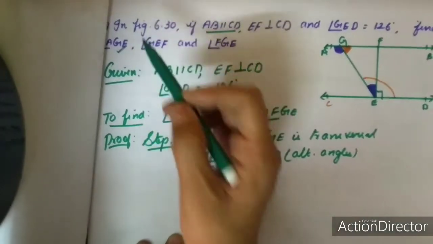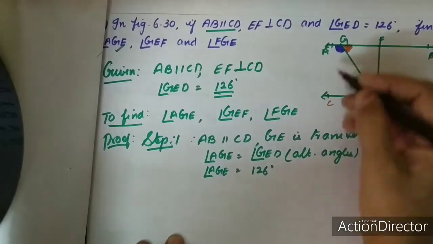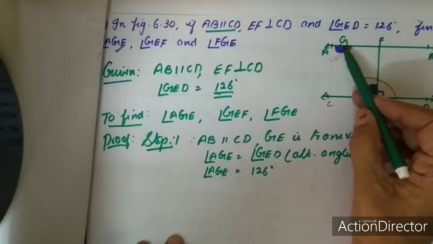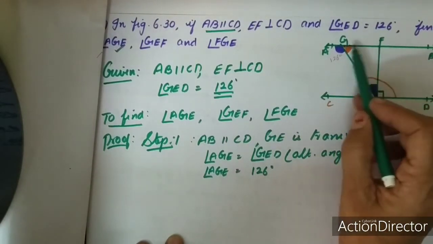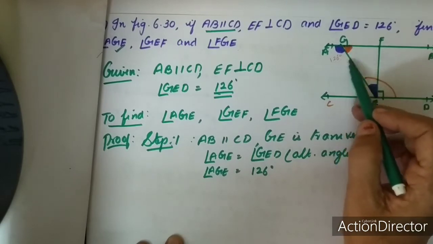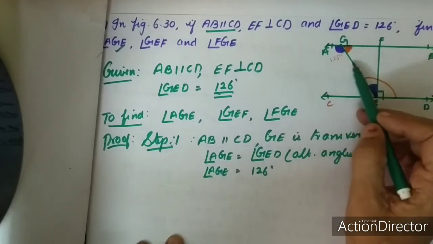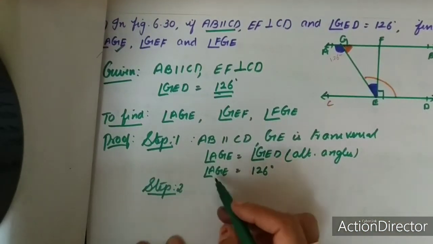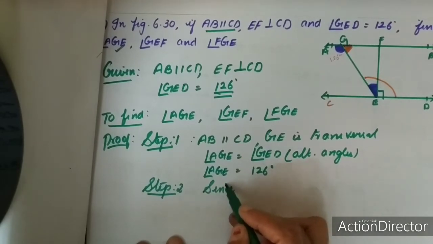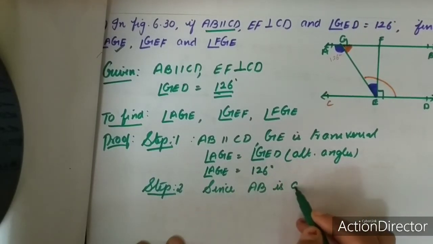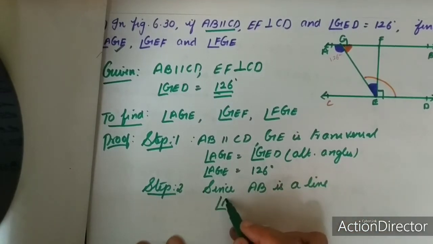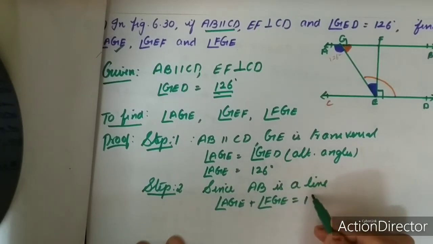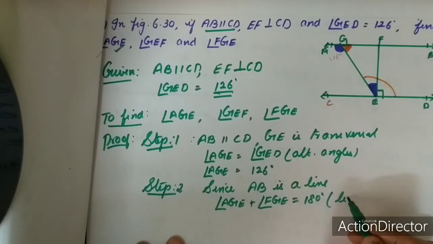So first we have found angle AGE. You can write it with pen or pencil over here. So this angle is 126 degree. Next, coming to FGE. If you see over here, this AB is acting as a straight line. So therefore these two shaded angles, blue and orange, will become a linear pair. So step 2, you will be writing: since AB is a line, angle AGE plus angle FGE is equal to 180 degree. In bracket you write linear pair.